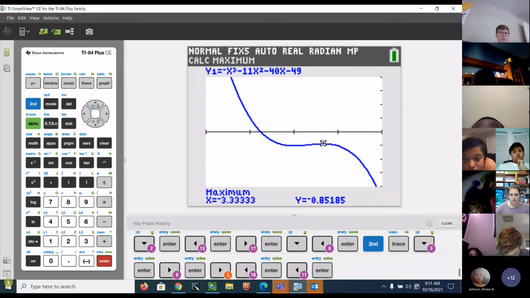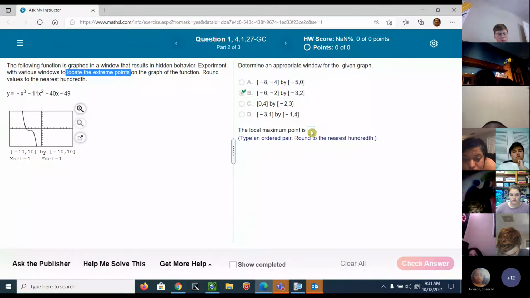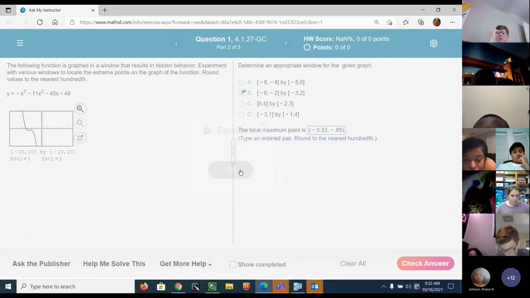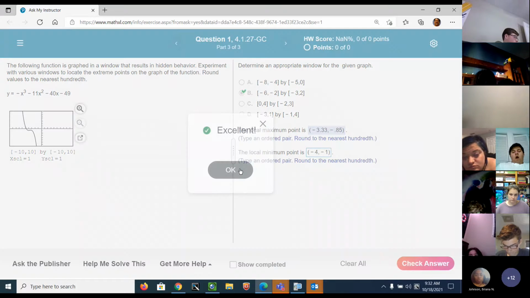And let's go type those in. So the max, parentheses, is -3.33. I can't type, comma, -0.85, close parentheses. It's a miracle. The min is -4, comma, -1. And we feel good about ourselves.